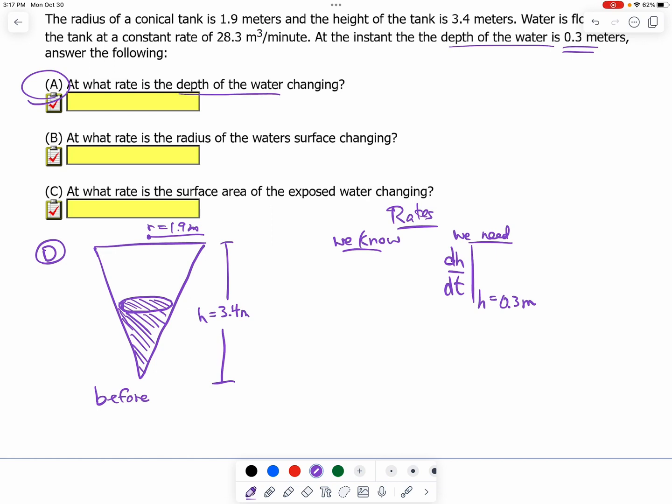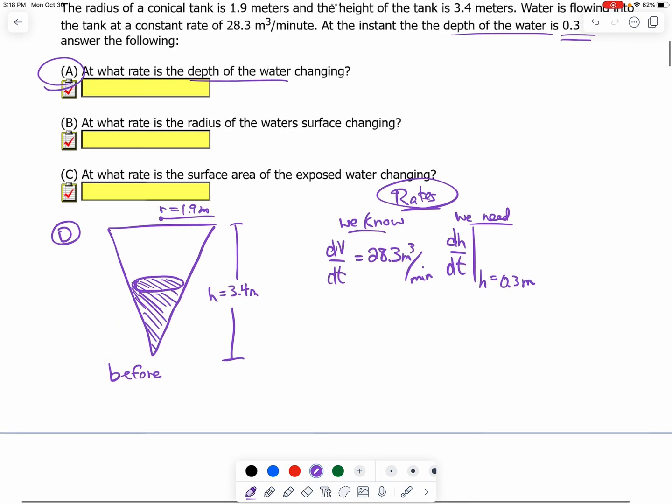We already know that the tank is being filled at 28.3 cubic meters a minute. That's dV/dt. 28.3 cubic meters a minute. And so that's the R part of rates. For the E, the equation piece, we need a way to link the volume and radius. That's the volume formula. Volume is 1/3 pi r squared h.